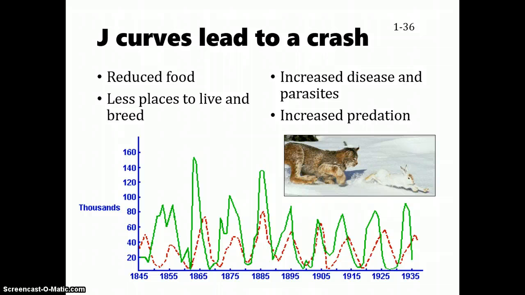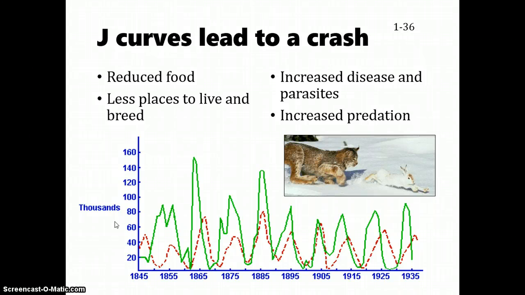So here's a real life example of a J-curve that leads to a crash. Now this is based on two different organisms. We have the lynx, which is a cat kind of like a bobcat, and a snowshoe hare, so a rabbit or a bunny. Now on this graph, notice this is very similar to our other population graphs. We have time, in this case the year, 1845 to 1935, on the x-axis. And we have population, in this case population in thousands, on the y-axis.